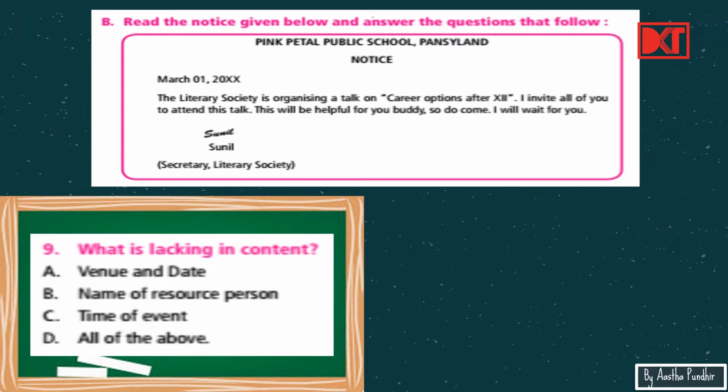Alright, next up we have, what is lacking in content? Venue and date, name of resource person, time of event, or all of the above. Now, as I told you, here they haven't mentioned the date, the venue. They haven't mentioned who's going to be addressing, who's going to be the speaker, which is the resource person. And the time of the event, they haven't mentioned anything. So, all of the above. I told you in the last question what all is missing. So here we have a question regarding it. Okay.